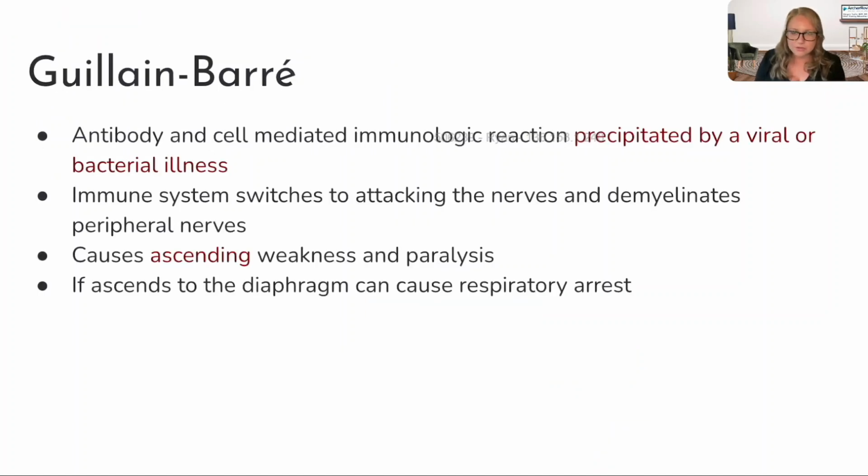Last autoimmune disorder that we reviewed in your neuro lecture is Guillain-Barré syndrome. This is when the immune system attacks the myelin sheath of the peripheral nerves. So multiple sclerosis, we had demyelination in the CNS. Now in Guillain-Barré, we have demyelination in the PNS. And it causes that hallmark ascending weakness and paralysis. So of course, we're worried about the respiratory status.